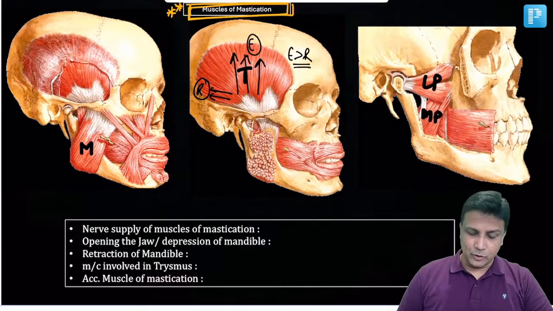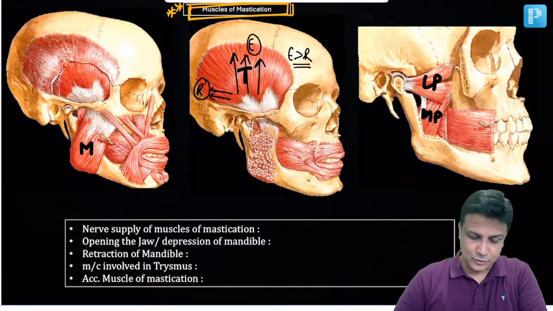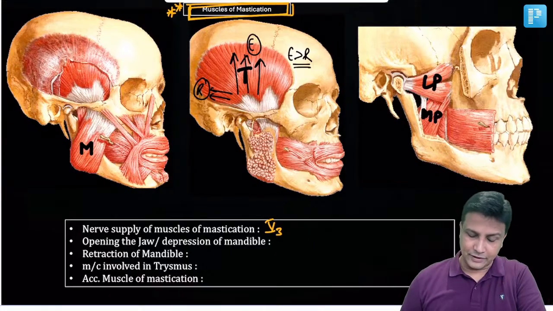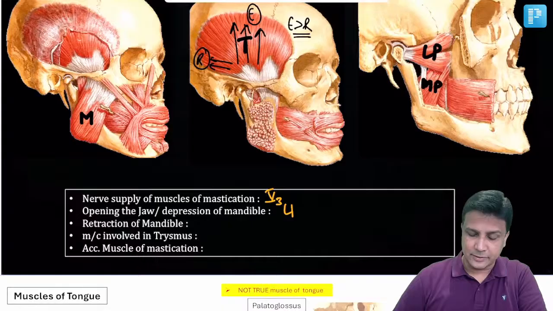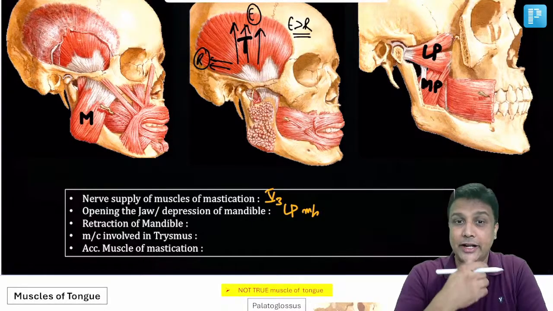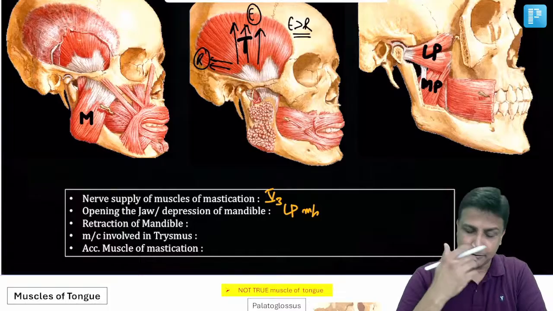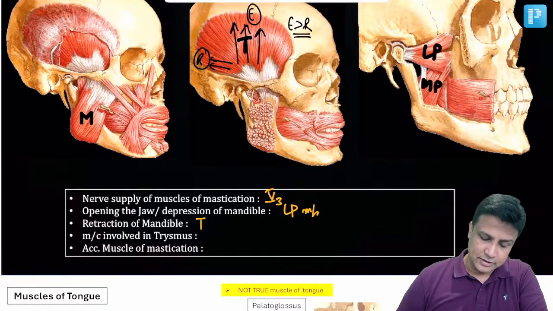Now I'll tell you 5 points here. The questions will be asked from these 5 points only. What is the nerve supplying all the muscles of mastication? Of course, that will be the mandibular nerve. That is your 5-3. Which muscle will be helping in opening the jaw? Opening the jaw is done by the lateral pterygoid muscle. Please remember L for lateral pterygoid and L for lowering the jaw. Okay. Retraction of the mandible is done by temporalis.